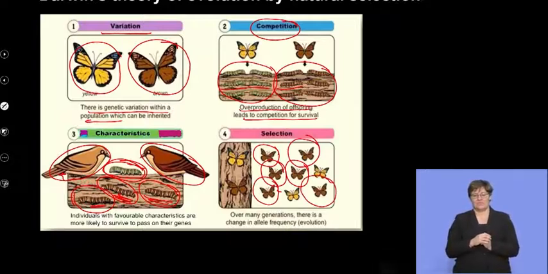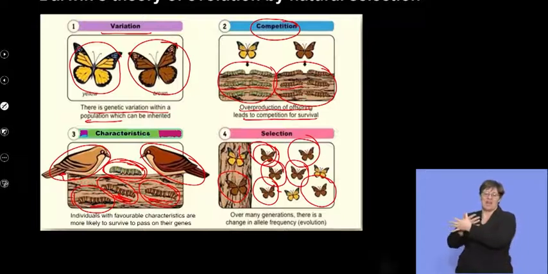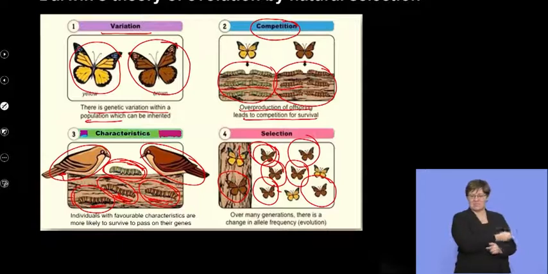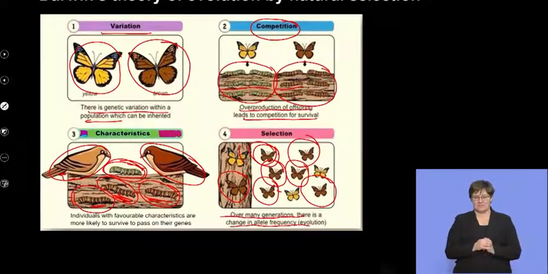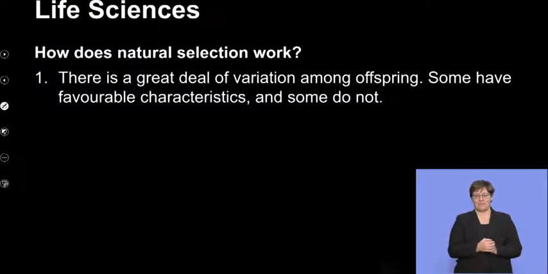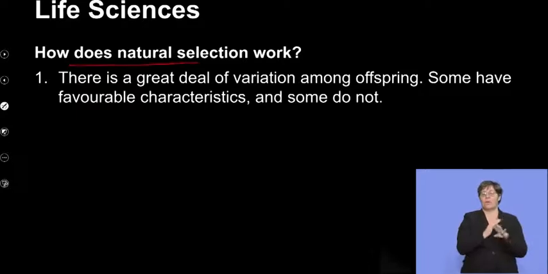So over time, more and more of this variety of butterfly, the brown one, that is nicely camouflaged in the environment, becomes the dominant phenotype in a population. And that's how we get the change, or natural selection taking place. Okay, so let's look at each point now in detail. All right, so how does natural selection work?